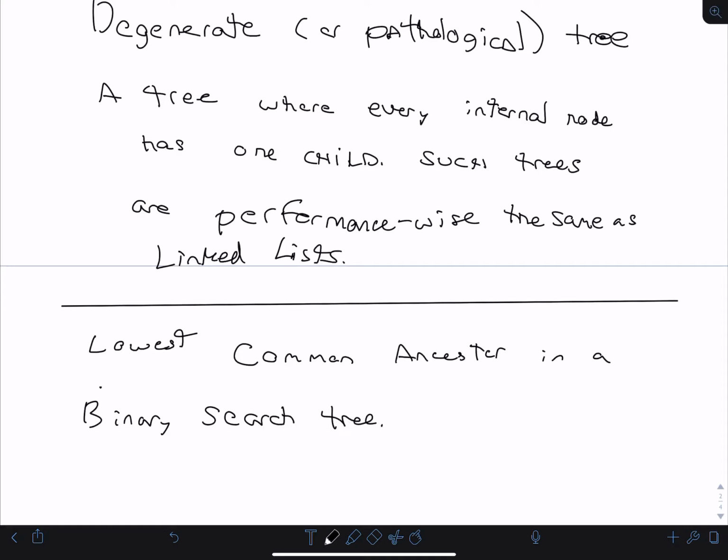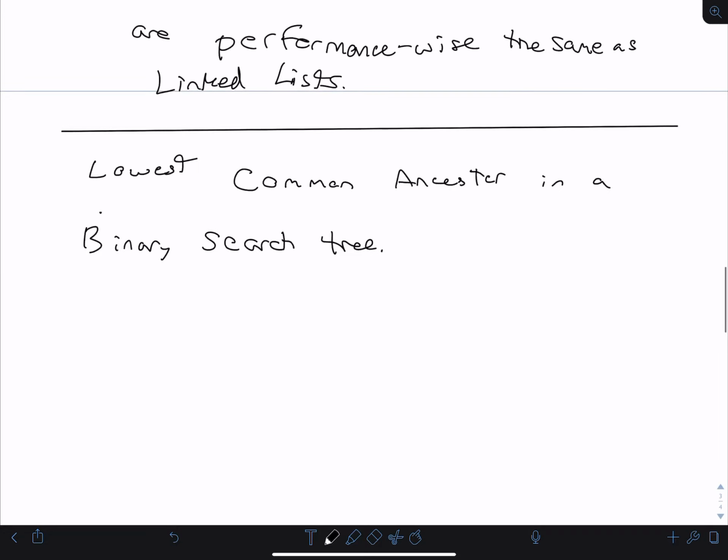So the first mini use case that we're going to talk about is the lowest common ancestor in a binary search tree. So given two values, which we can consider node 1 and node 2, or n1 and n2, in a binary search tree, the lowest common ancestor is going to be just what the name implies. So here's an example of a tree.